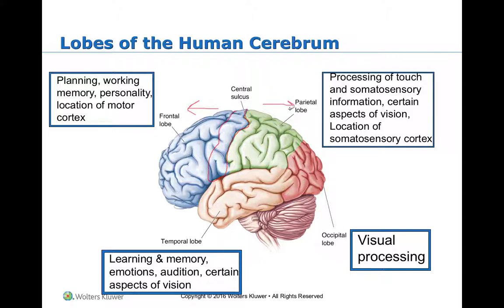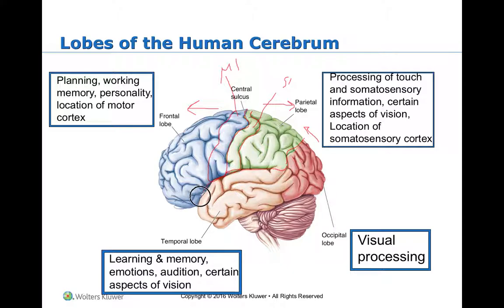The parietal lobe is posterior to the frontal lobe, but it's anterior to the occipital lobe. Now, the parietal lobe is important for processing touch and somatosensory information, so touch information and knowing where your body is in relation to other stimuli. It also has important roles in advanced visual processing. And the postcentral gyrus, which lies posterior to the central sulcus, is our primary somatosensory cortex, or S1. This is M1.